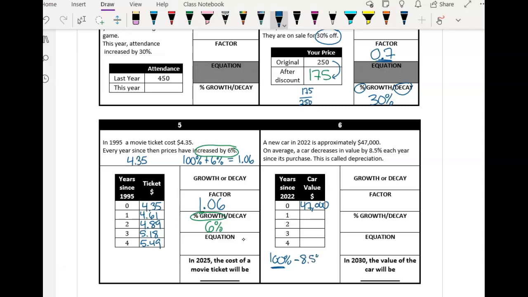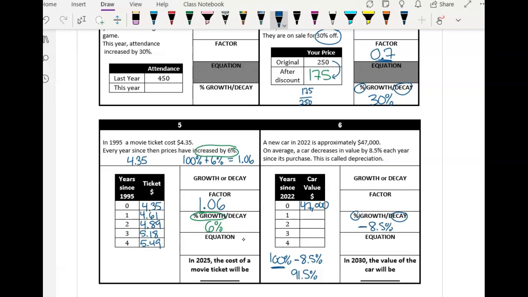It's lost 8.5%. Think about it like on a test, right? You missed a certain percent of the questions. You take that away from the 100 to see what percent did I get correct? So here we find out what's left. Here's the value, here's what it lost. It lost 8.5%. So it's a percent decay, an 8.5% loss.